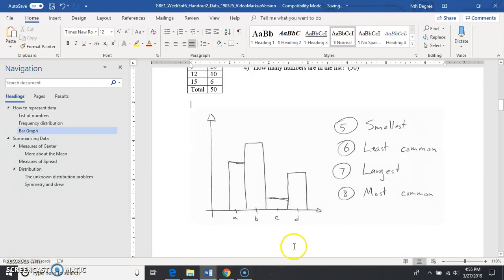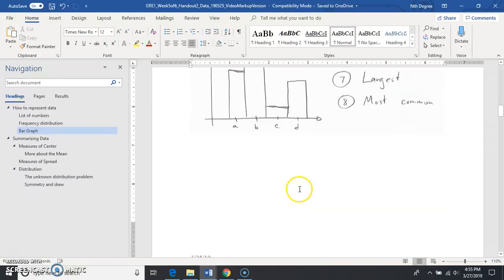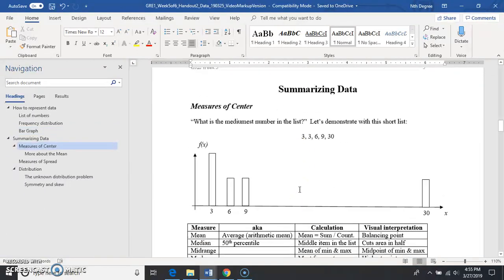In the last video segment, we looked at a graph of data like this, and we asked questions like, what is the smallest number in the list, and what is the largest number in the list? Now, let me ask you a question that sounds funny, but it's actually really important. What is the mediumest number in the list?